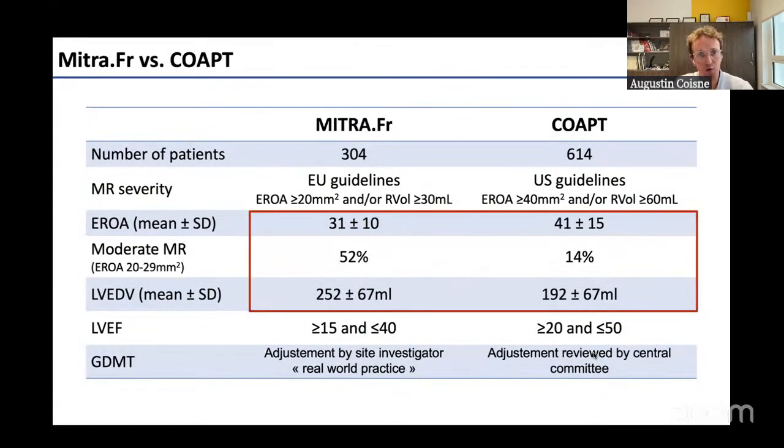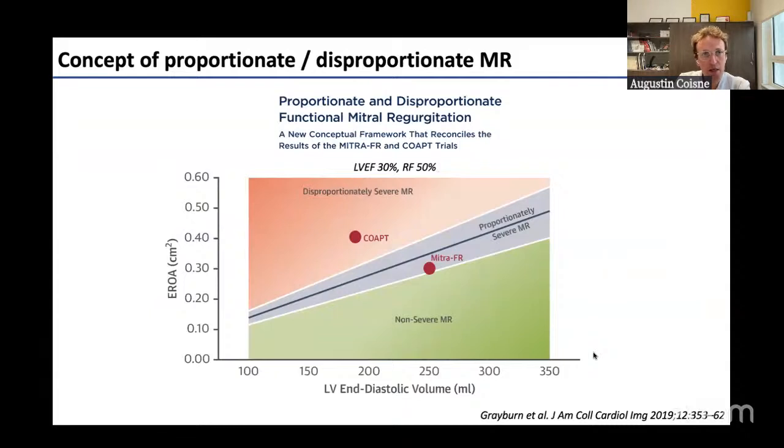But what is important is, if we look at the rates of moderate MR, we had higher rates in MITRA-FR, with a very big left ventricle, and the LV end-diastolic volume mean was higher in MITRA-FR compared to COAPT. And that's why we had this concept of proportionate or disproportionate functional MR proposed by Paul Grayburn and based on the Gorlin formula. So in patients in MITRA-FR, we had probably less severe MR and a more dilated left ventricle. And if we put on this figure the effective regurgitant orifice area and the LV end-diastolic volume, the correlation of the linear regression between EROA and LV end-diastolic volume is 0.13.